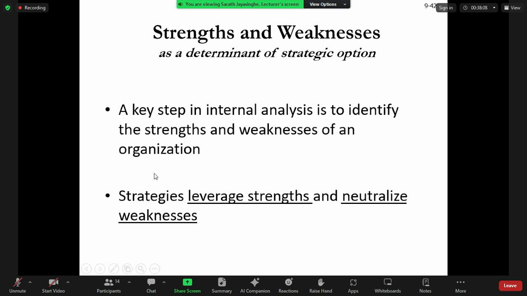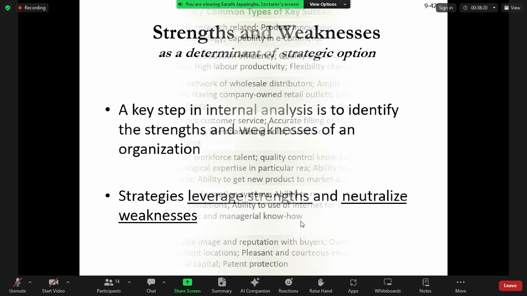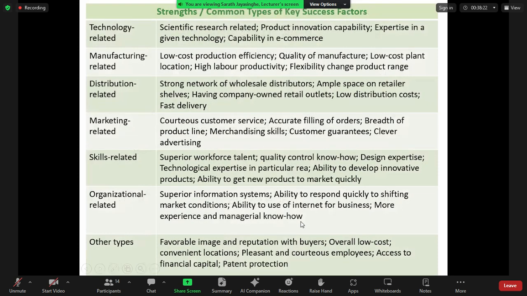We can develop some strategies, use the strengths and enhance the value of the company, and neutralize the weaknesses. You can overcome these weaknesses by implementing strategy. These are called key success factors, strengths, or common types of key success factors. There are several areas, technology related, for example scientific research, product innovation capacity, expertise in a given technology, capability in e-commerce, something like that.